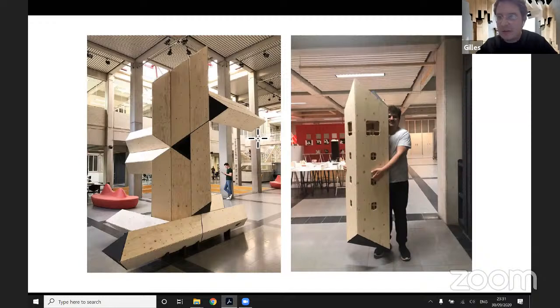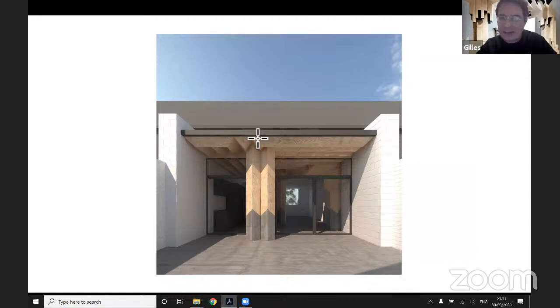And as you see here, weight, mass, and volume are completely disconnected. The parts look huge, but they're actually very light. Now we're at a very exciting stage where we're building this one. This is actually on site right now. It's probably the most boring project you can do as an architect, and that you always have to do as a young architect.